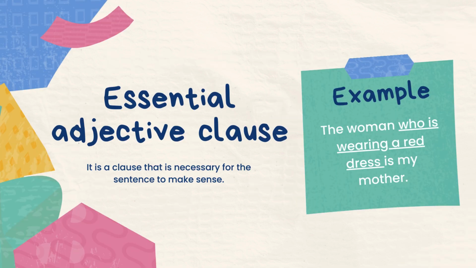We can divide the adjective clauses into essential and non-essential. An essential adjective clause is a clause that is necessary for the sentence to make sense. For example, the woman who is wearing a red dress is my mother. In this case we have to specify which of all the women is my mother, so we have to mention that she's the one who is wearing a red dress.